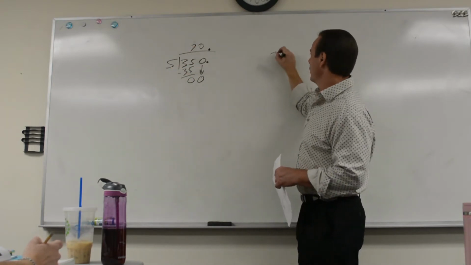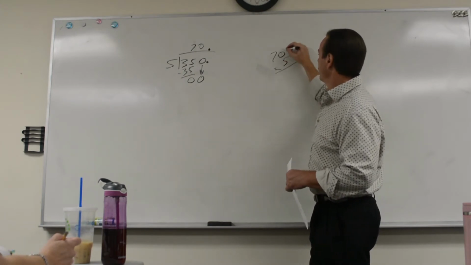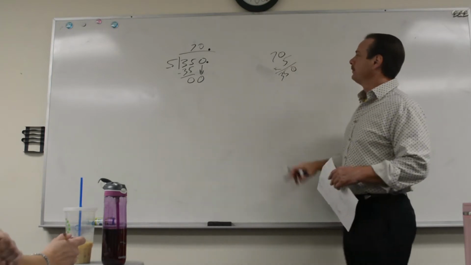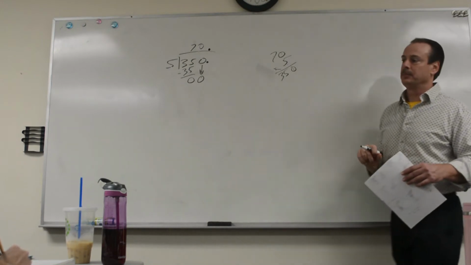Now let's check it. We're going to say 70 times 5. 5 times 0 is 0. 5 times 7 is 35. 350. That's the same as that. We know that this is the correct answer.